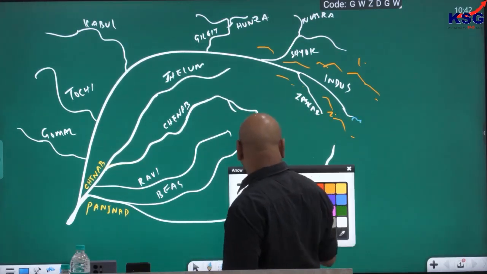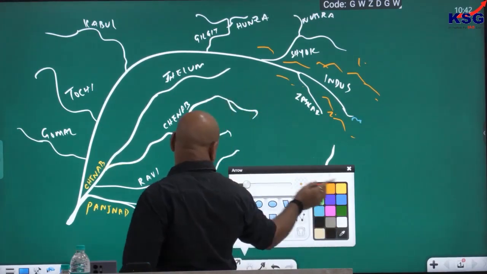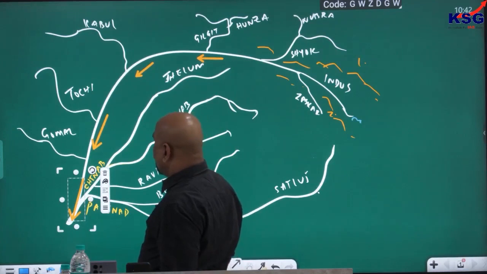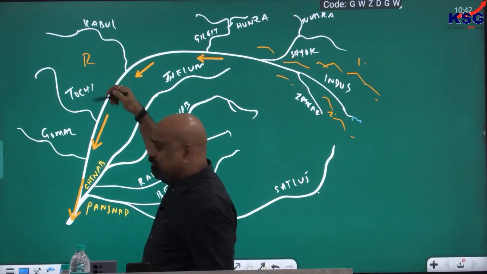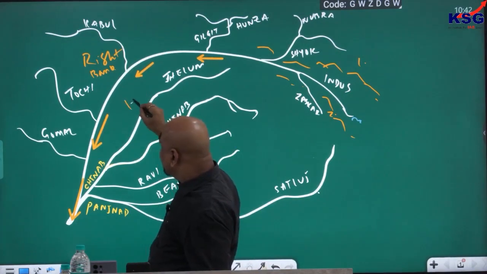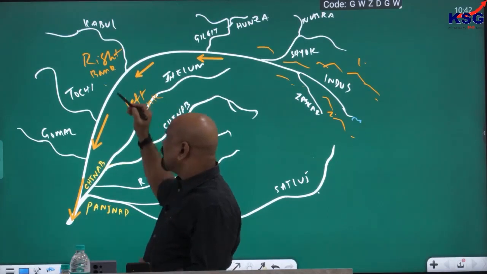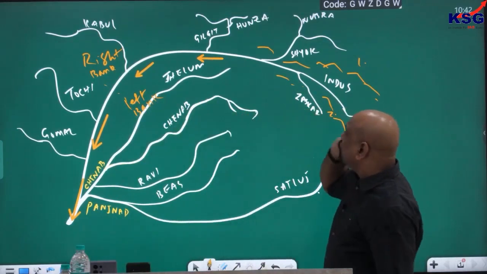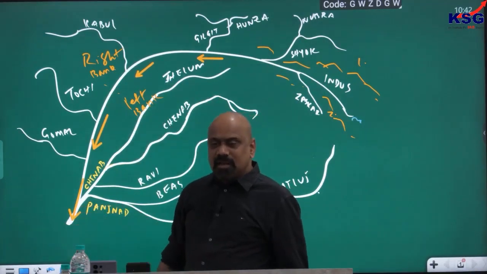Now the question is how to memorize these things, like East bank, West bank, what is this? Look, you remember when a river is flowing here, this is the main stream. In the flow direction, this here is the right bank, this is the right bank of the river and this is the left bank of the river. So you have to see which side it is. Like if you say Jaskar is a left bank tributary, Shyok is a right bank tributary, Kabul is a right bank tributary, Panjnad is a left bank tributary. Likewise you need to see.